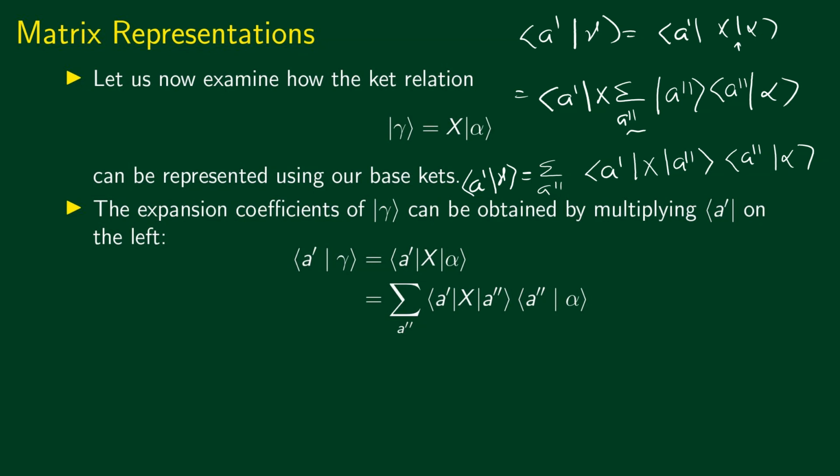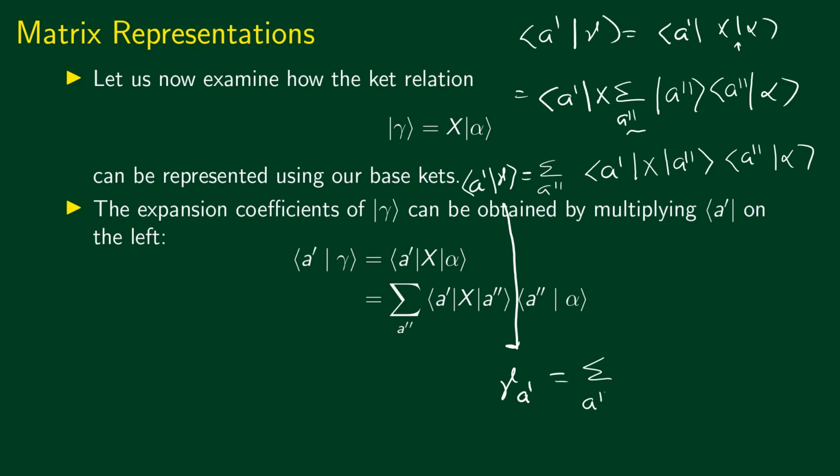Now again, this looks like a matrix multiplication. Let's write it in this manner. Let's say that there's a column matrix that represents the ket gamma, and the elements are given by bra A' ket gamma. Let me just denote this as gamma_{A'}, just for the sake of understanding. So here ket gamma stands for the ket and gamma_{A'} stands for the corresponding column matrix. We'll see that this is a column matrix.